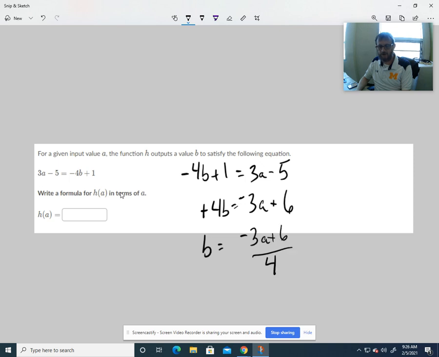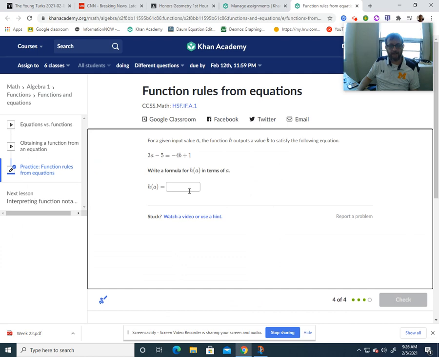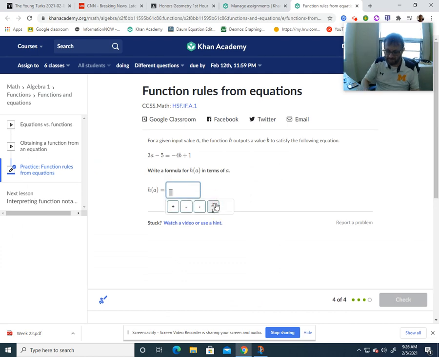Now, I don't know how Khan will accept an answer, but I can tell you what, I don't like negatives in denominators. I would never write one down there. He may accept it that way. I don't know. I haven't looked. But mathematically, I am not comfortable putting a negative in a denominator. So I'm going to put negative 3a plus 6 over 4.